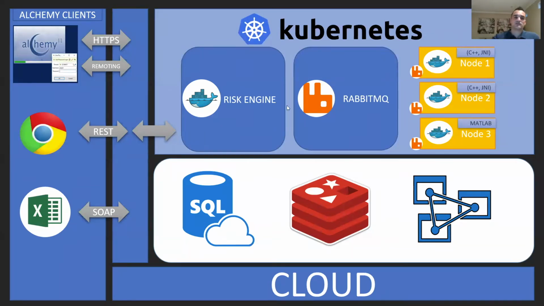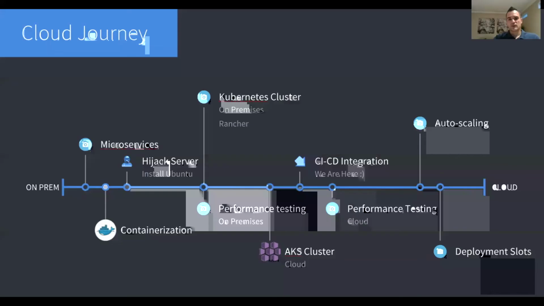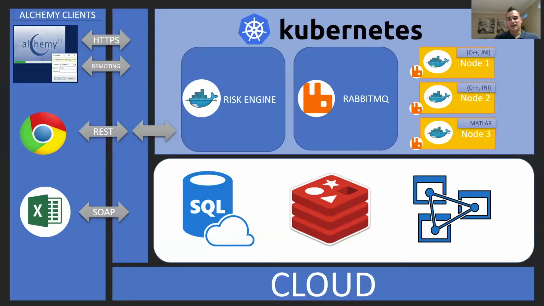We still serve the same clients, which is the actual application and various REST applications, as well as the Excel stuff using a SOAP protocol. But whether it's on the cloud or on bare metal, the architecture stays the same, and it can jump between infrastructure. This was our initial cloud journey.